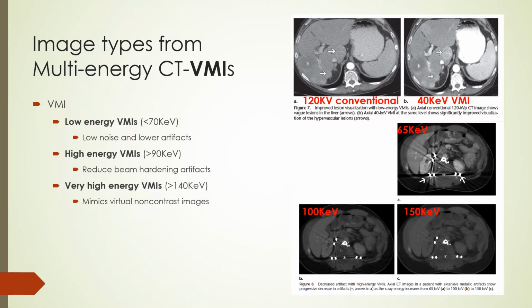kV CT image. We can also generate greater than 90 keV high-energy VMIs that can reduce artifacts such as beam hardening and metal artifacts. The images show improved metal artifact reduction for energies from 65 keV to 150 keV. It is also possible to generate greater than 140 keV very high-energy VMIs that can mimic virtual non-contrast images because of the absence of contrast material.